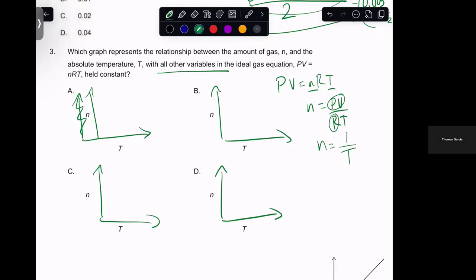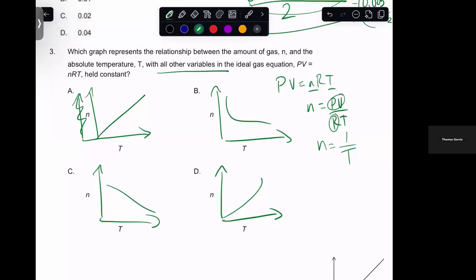And so, oh, I have to draw in my answer options. All right. I believe these were the answer choices here. If we look at the relationship n equals 1 over T, clearly our answer is going to be B. Answer is B.